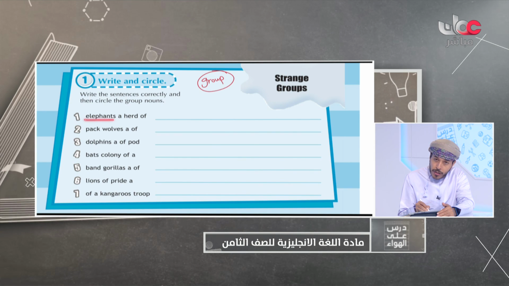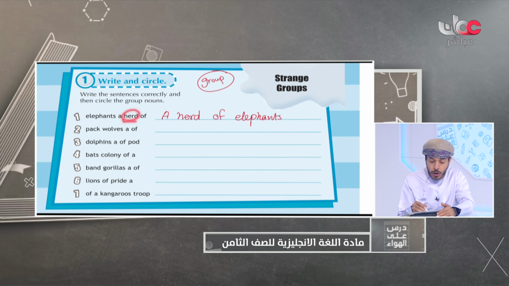We have elephants, a herd of. A group of elephants, you know elephants. A group of them, we can call them herd. So when we write the answer here, it will become like this: a herd of elephants. Okay, so we call a group of elephants a herd. Good, guys? So this is how we answer this one.